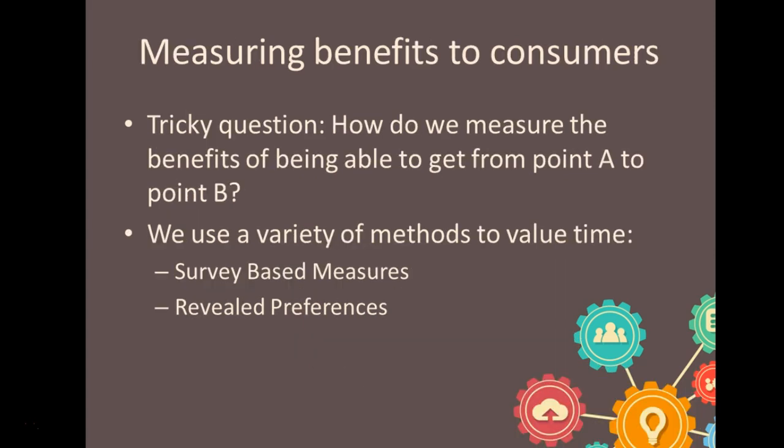Now, when we measure the benefits to the consumers, it becomes a tricky question, because how do we measure the benefits of being able to get from point A to point B in a more effective manner? So there are two methods we're going to talk about. I'm not going to be talking about the issue of wages in detail, but I'm going to talk about survey-based measures and revealed preferences. For the wage-based methods, those will be discussed in more detail in a later course, but I'm going to focus on these two just for now.